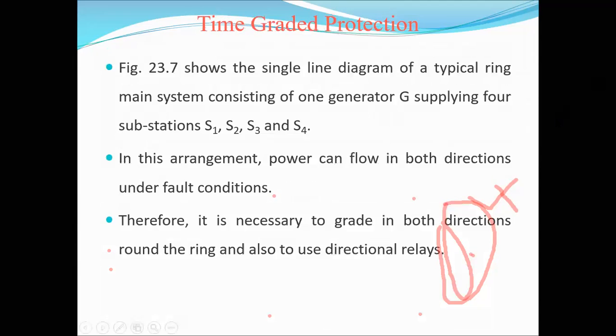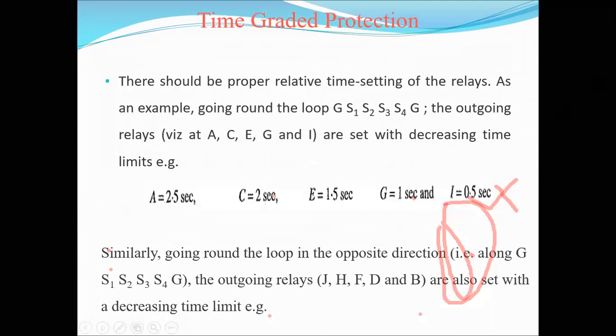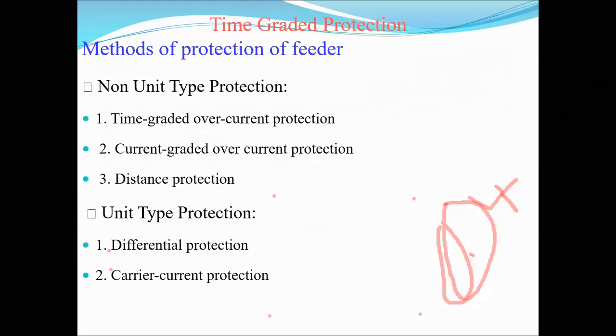Okay. Next one is the methods of protection of a feeder. What are the methods for the protection of the feeders? Normally, time gradient and current gradient protections are the two types of protection systems that were already discussed. That is the non-unit type of protection.